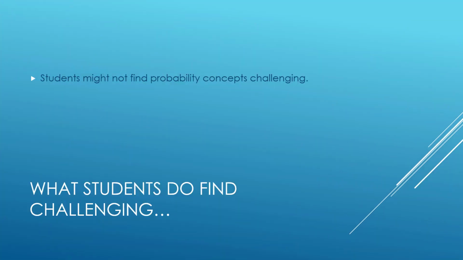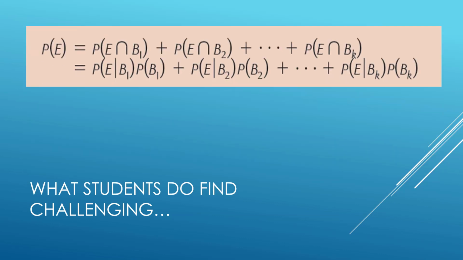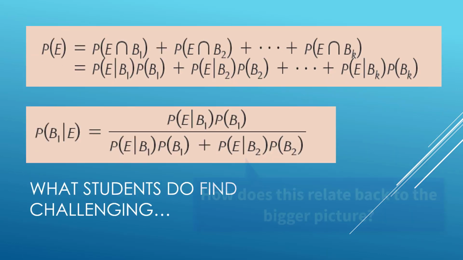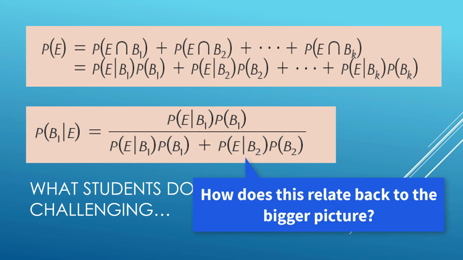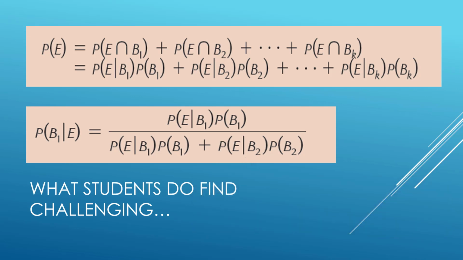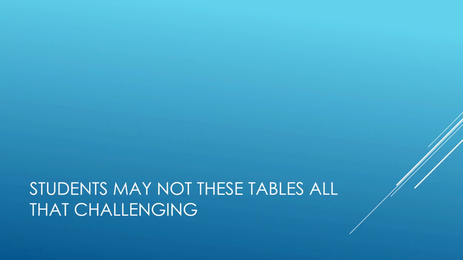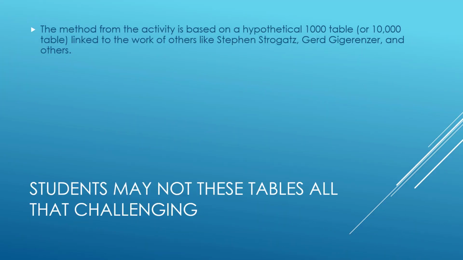As you look over the concepts that we're covering here, you might realize that students might not find a lot of these probability concepts challenging. But there actually is something the students do find challenging. This. Students find this challenging. Or maybe this. It's these abstract formulas that really don't hold a connection to what's happening in a particular problem or context. So students might not find the tables that challenging at all.